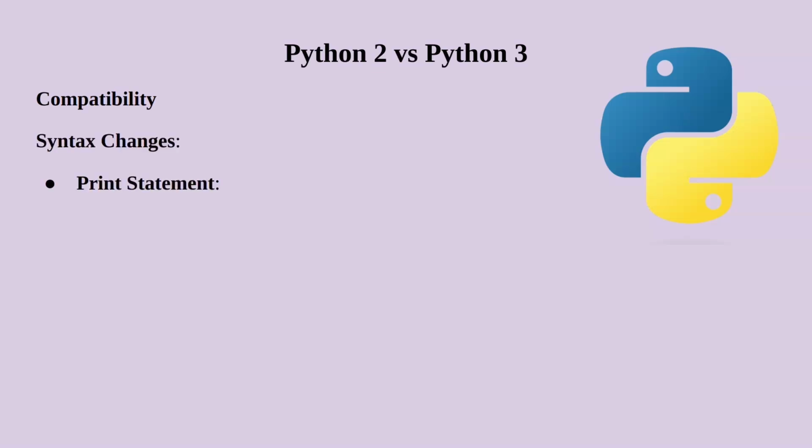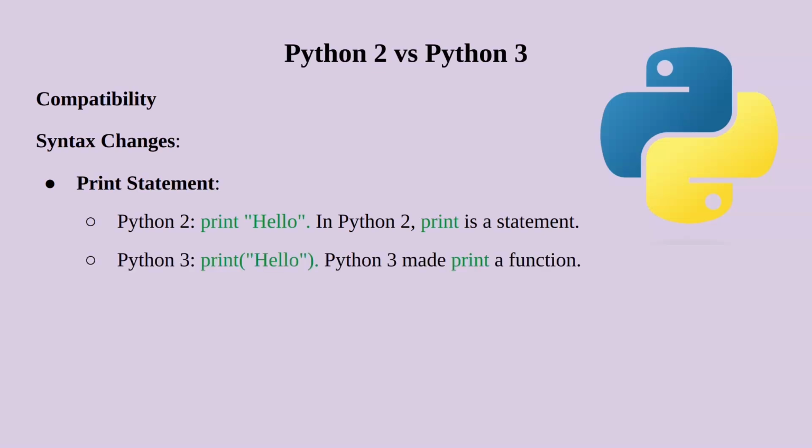Syntax changes. In Python 2, this is what we write when we want to print something. And print here is essentially a statement. In Python 3, however, this is the new way to write print, and print has been made a function.